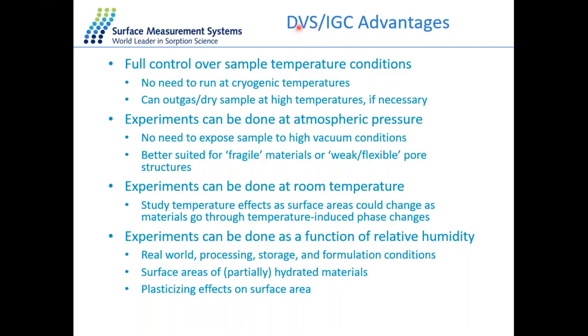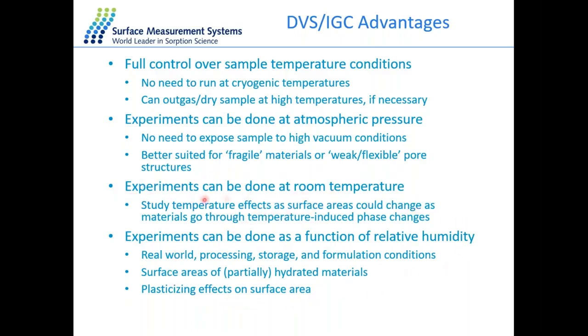So the advantages of using DVS or IGC is that we have full control over the sample temperature conditions. We don't have to run them at cryogenic temperatures. We can outgas them or dry them if we want to, but we don't have to. We can do them at atmospheric pressure. We don't have to go to vacuum. Again, for some fragile or weak or flexible porous materials, this can be advantageous. We can do them at room temperature or even as a function of temperature.